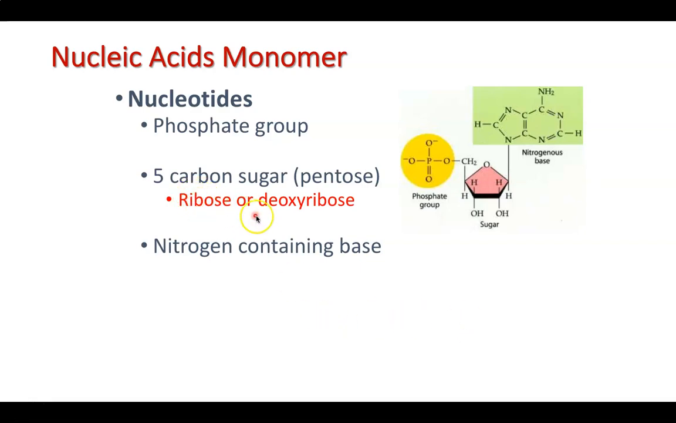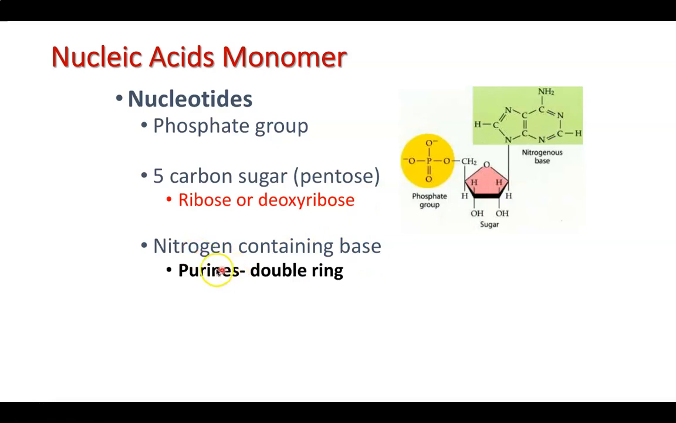When we're talking about that 5-carbon sugar, it can either be ribose or deoxyribose. So ribose is going to be present in RNA, ribonucleic acid, and then deoxyribose is going to be present in DNA, deoxyribonucleic acid.